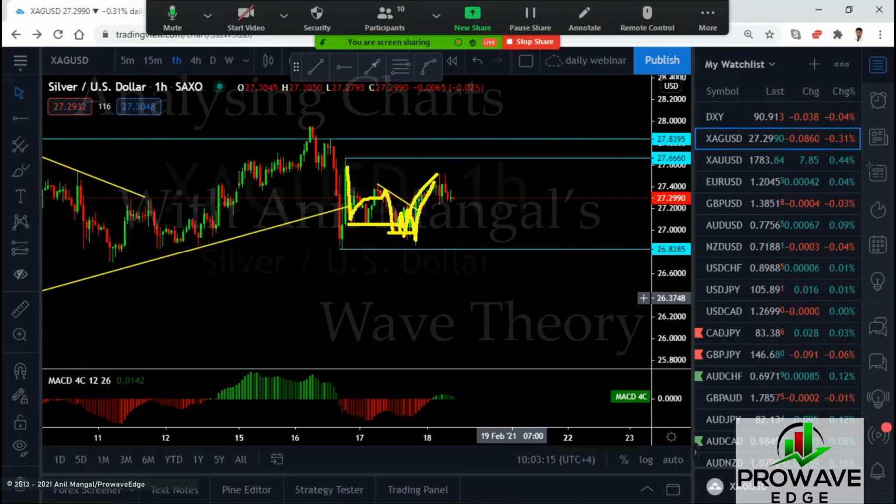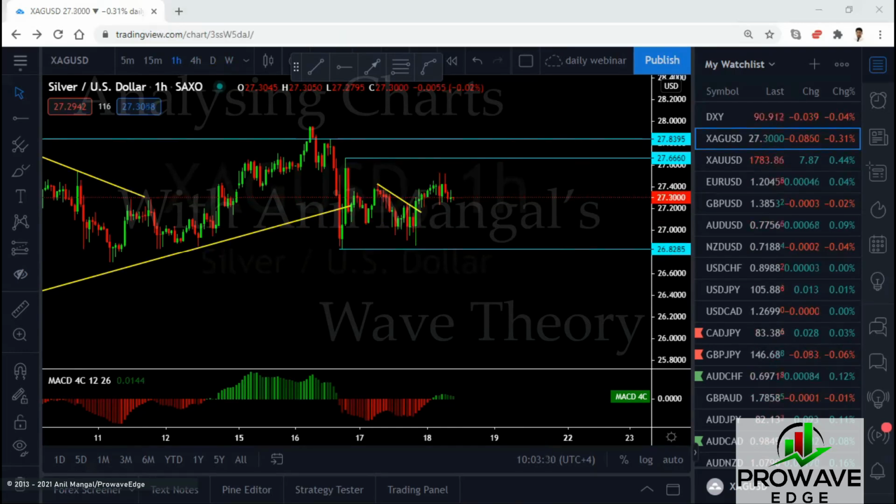So here is the question. Are we going to break this top, or is it going to be a contracting flat?